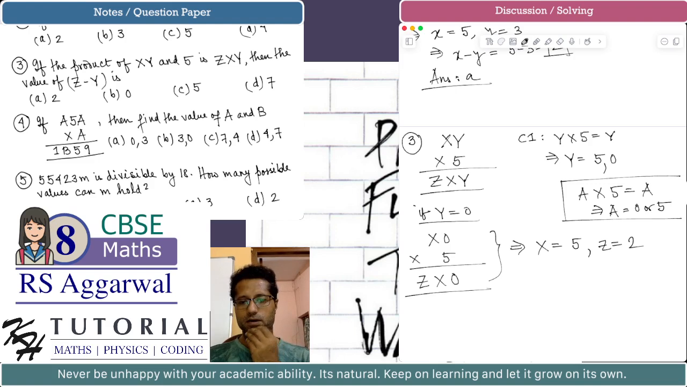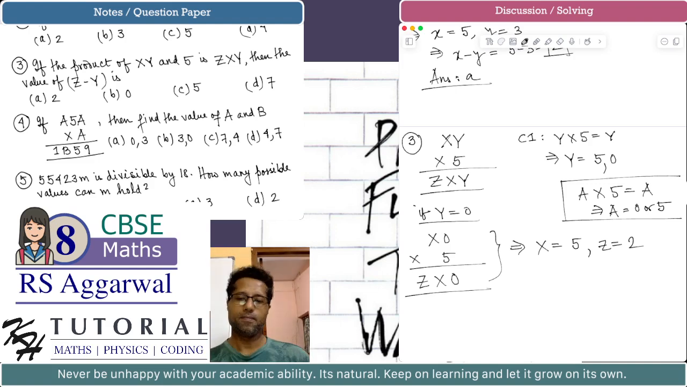So we can see that x multiplied by 5 should give zx. So what can the value of x be? If x is 5, so x can be 5.